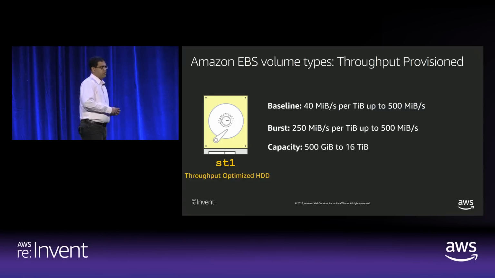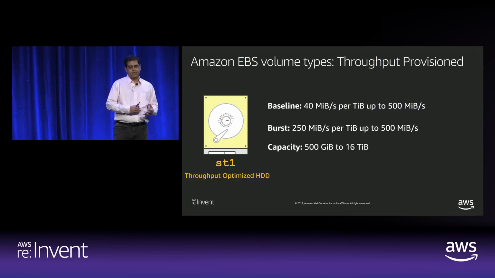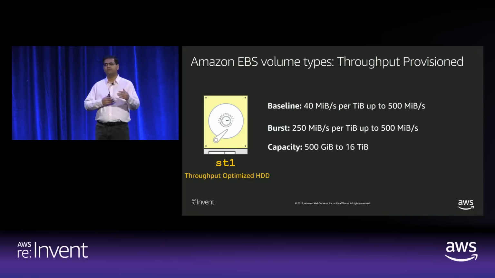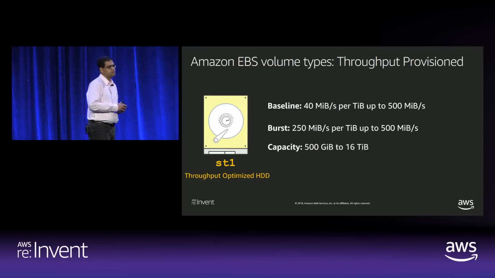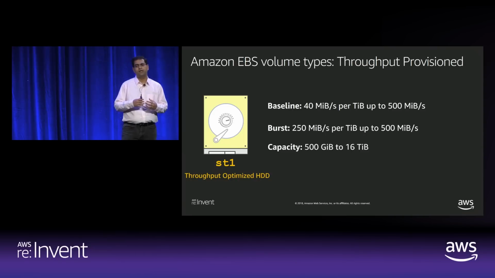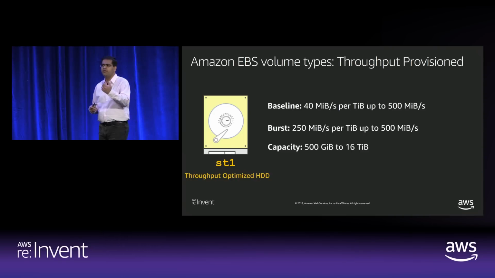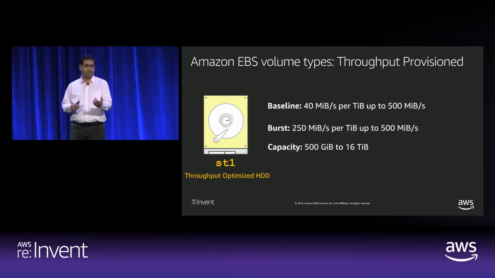So ST1, or our throughput optimized HDD family, starts with a baseline of 40 megabytes per second per terabyte, going all the way up to 500 megabytes per second, again, with a burst going from 250 megabytes per second per terabyte up to 500 megabytes per second. The key thing to remember is that the minimum starting size for the ST1 volume type is 500 gig, going all the way up to 16 terabytes.